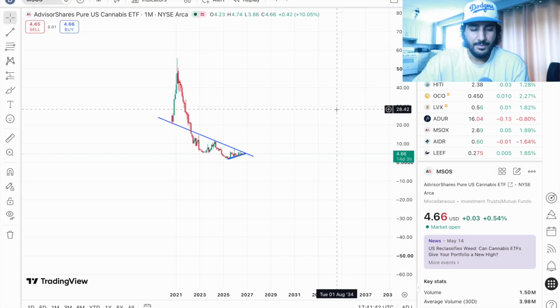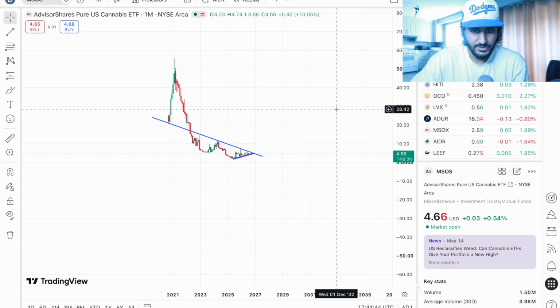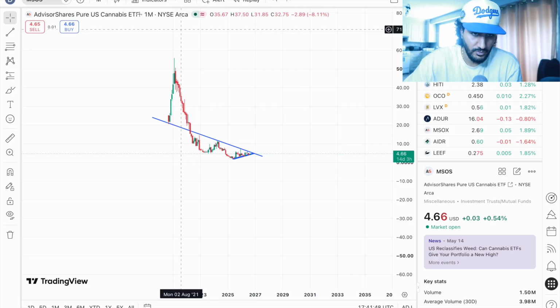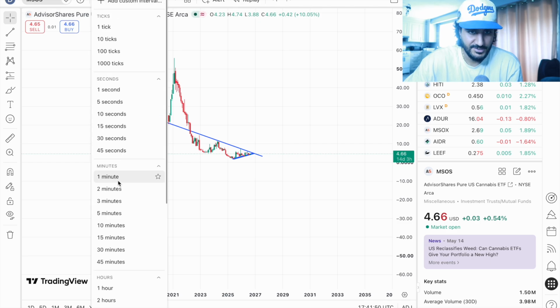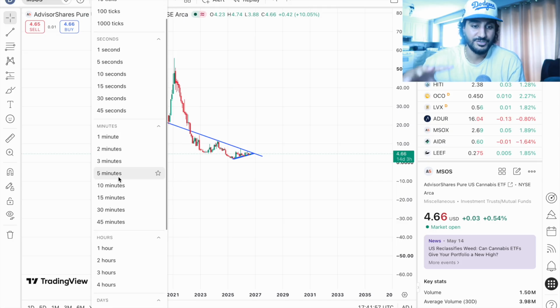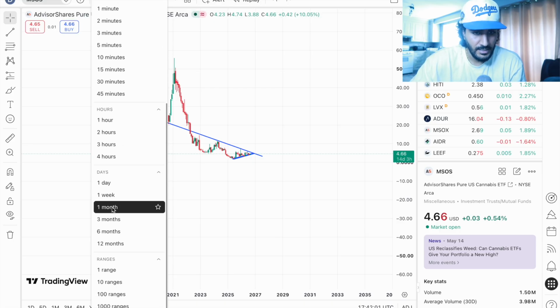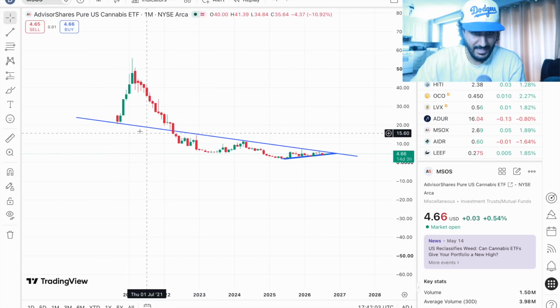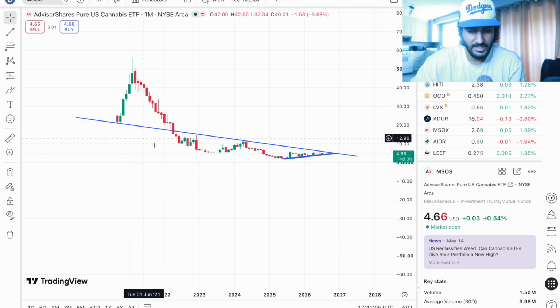So we're going to use MSOS today as an example so I can show you guys exactly what I'm talking about. The first thing you want to do is come up here, and this is your time frame. It represents the interval of each candle, and you want to start out in a very zoomed out look. So I like to start with the monthly right here. The monthly shows that every candle represents one month of price action.